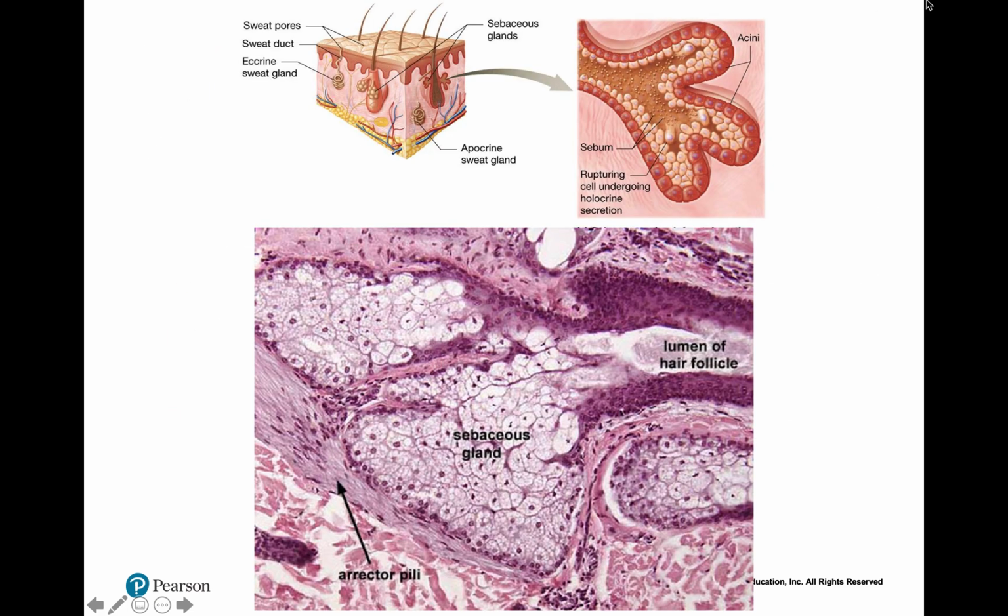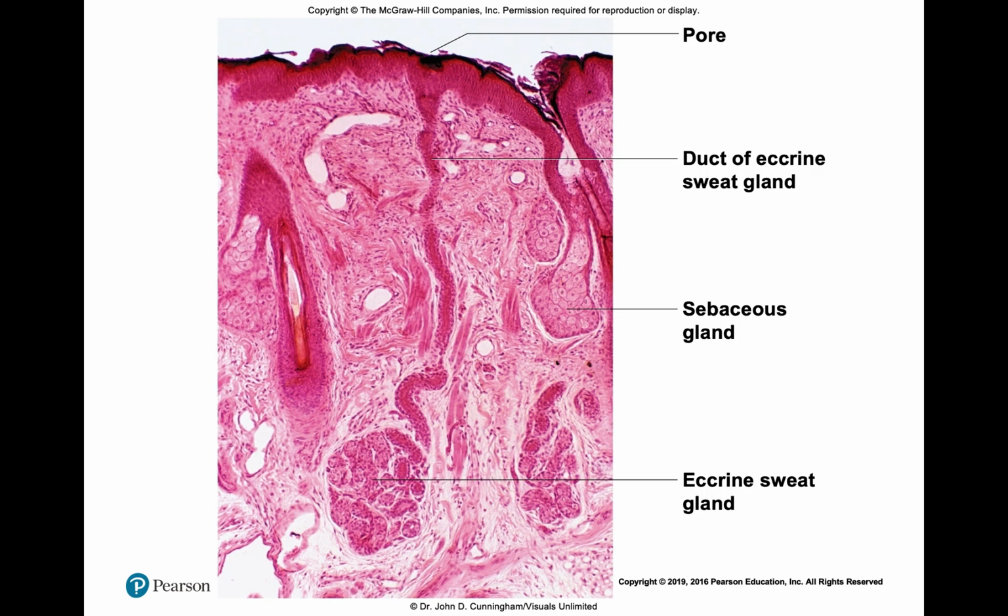Again, it has that acini structure, that grape-like clusters, simple cuboidal epithelium still, and then the secretions are this really lipid-rich sebum, and you should know the functions of sebum. This is a histology slide through the skin, and we see a single duct leading to the surface of the skin. It's not associated with the hair follicle, so this would be an eccrine sweat gland.